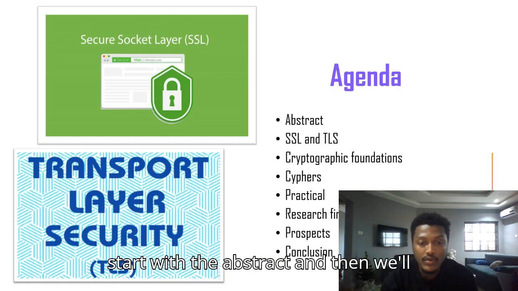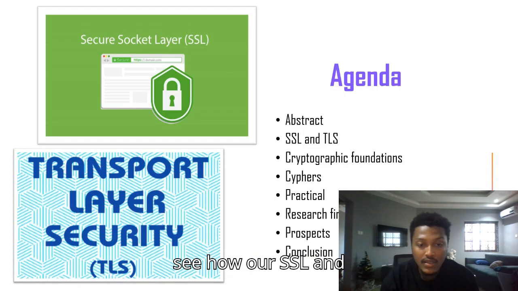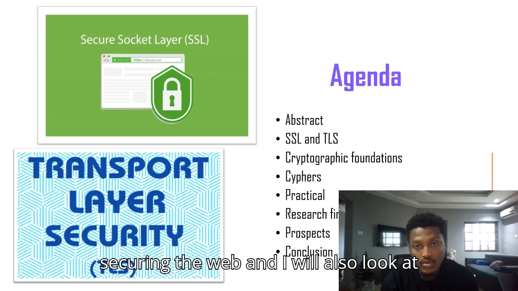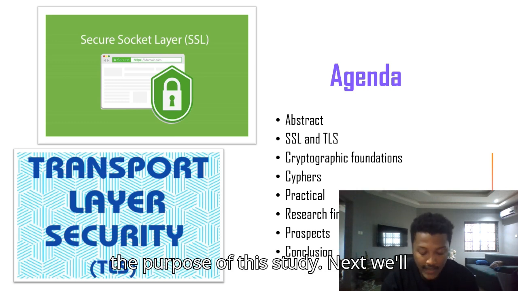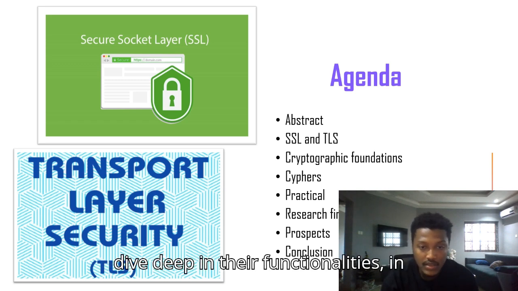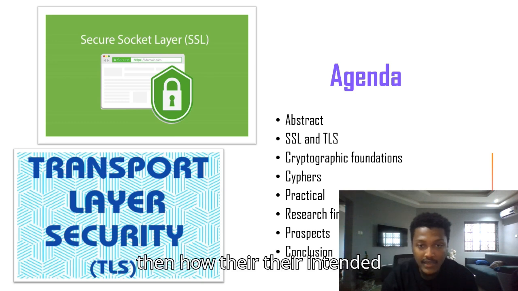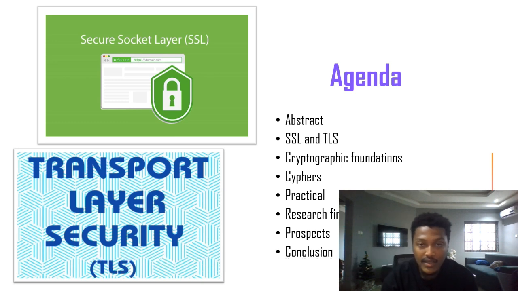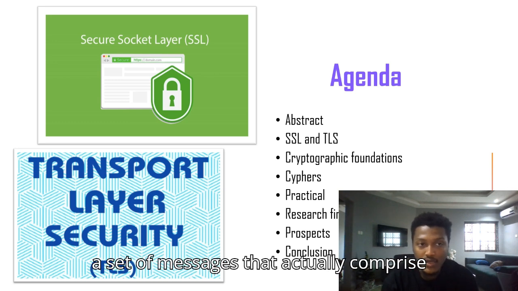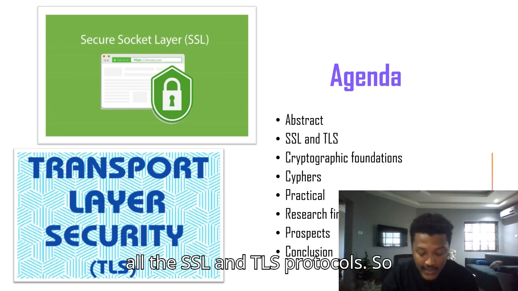Let's start with our agenda for today. We'll start with the abstract, and then we'll see how SSL and TLS are important in securing the web. We'll also look at the purpose of this study. Next, we'll look at the SSL and TLS protocols. We'll dive deep into their functionalities, how they are designed, and what their intended purpose is supposed to be. Then we'll look at what is called the handshake protocol, which is a set of messages that comprise the SSL and TLS protocols.